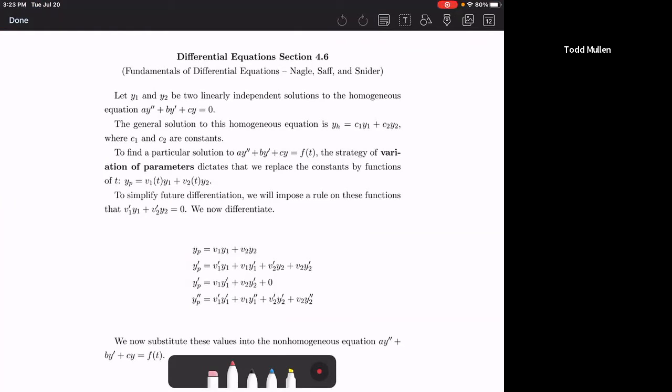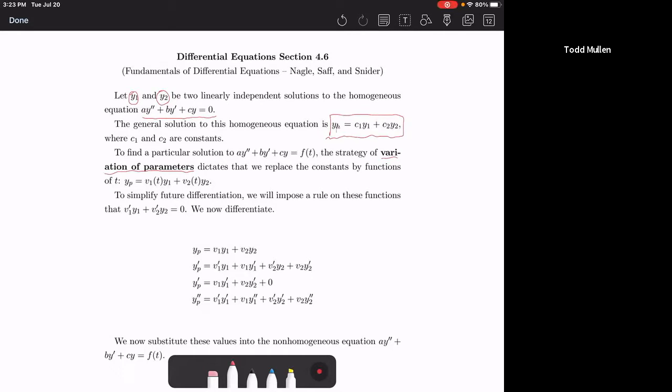This is section 4.6. We're going to be discussing a new method known as variation of parameters. So for this, we're going to let y1 and y2 be two linearly independent solutions to the homogeneous equation a y double prime plus b y prime plus c y equals 0. Now we've learned from before that the general solution to this homogeneous equation would be represented as such.